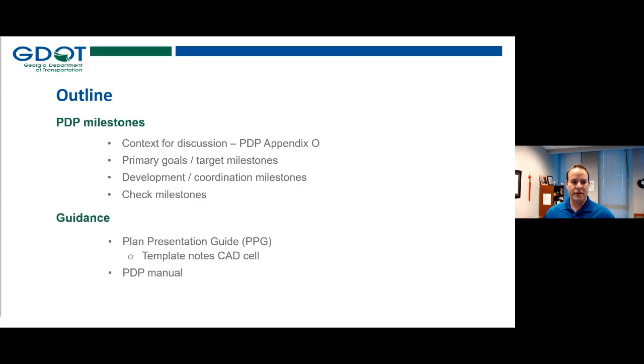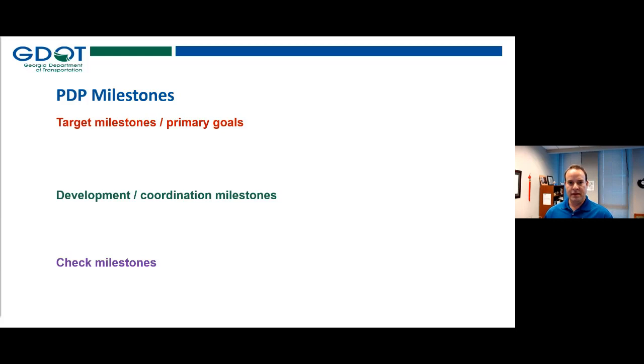And as far as guidance goes, I'm going to be talking about two main things, the plan presentation guide and the PDP manual. So let's get into the PDP milestones themselves. These are those same three categories I mentioned: target milestones, development milestones, and check milestones.